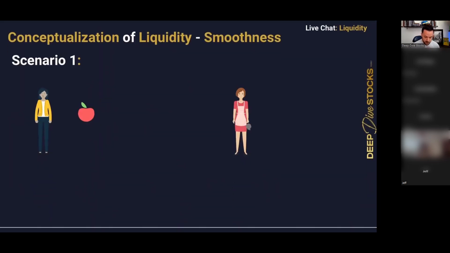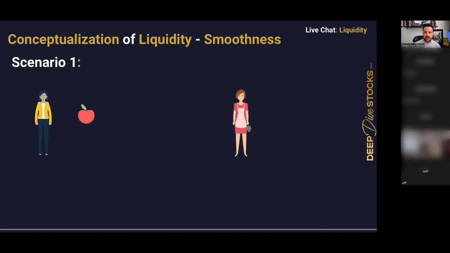So we're just going to look through all four of those types, so we can visualize liquidity and get a feeling for it, and then we're going to move on and start applying some of that. So let's look at the first example.